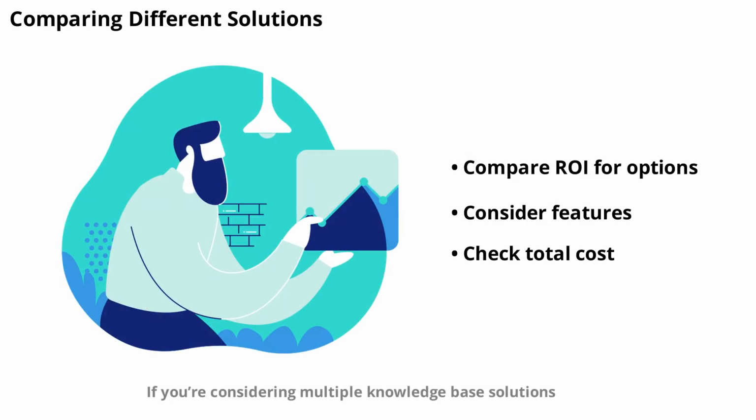If you're considering multiple knowledge-based solutions, use the same ROI model for each one. Compare the estimated ROI percentages to see which software offers the best value for your needs. Remember to consider both the features and the total cost of ownership for each option.